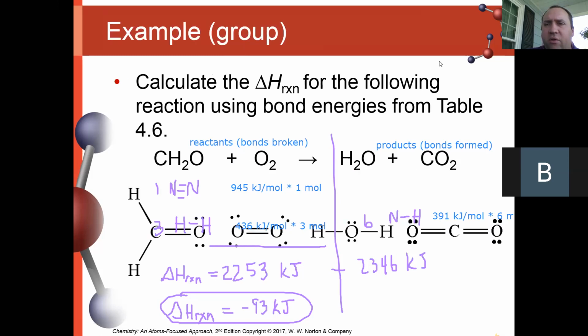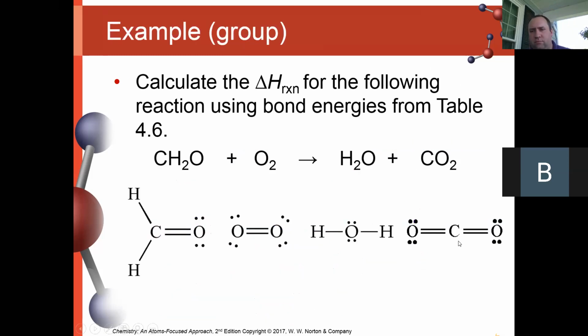All right, let's take a look at another one then. In this one, I've got formaldehyde, CH2O, reacting with oxygen to make water and carbon dioxide. Now, before we get into anything else, we got to make sure that this thing's balanced. Got 1 carbon, 2 hydrogens, 3 oxygens, so we're good.